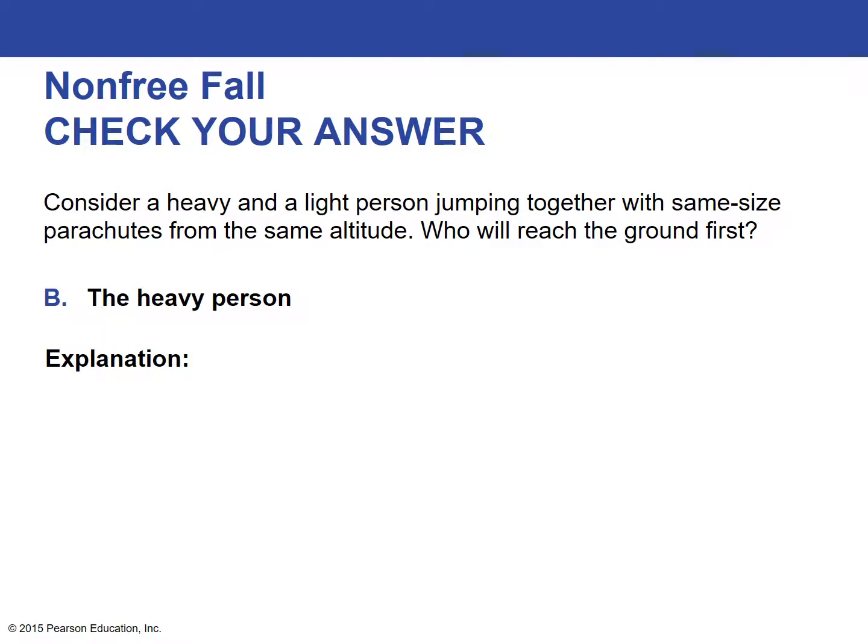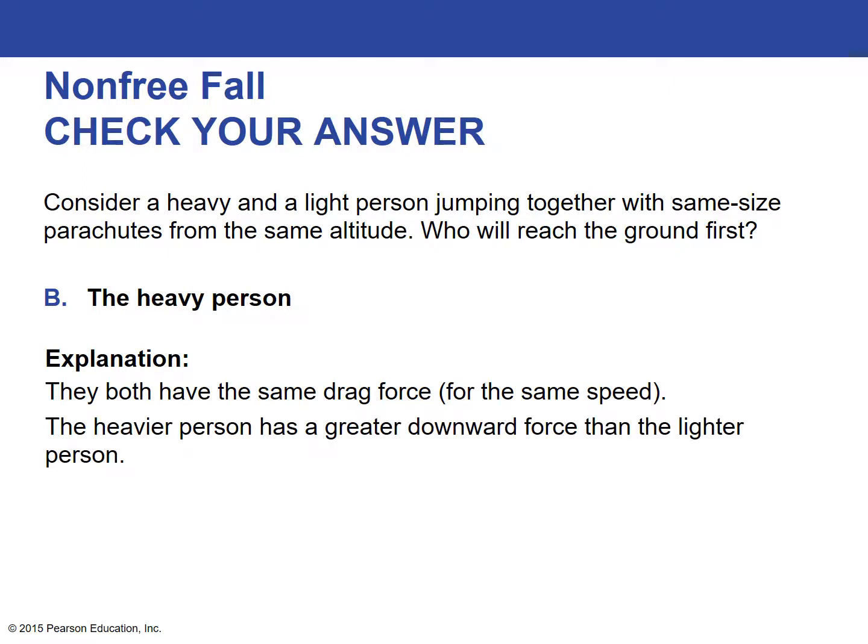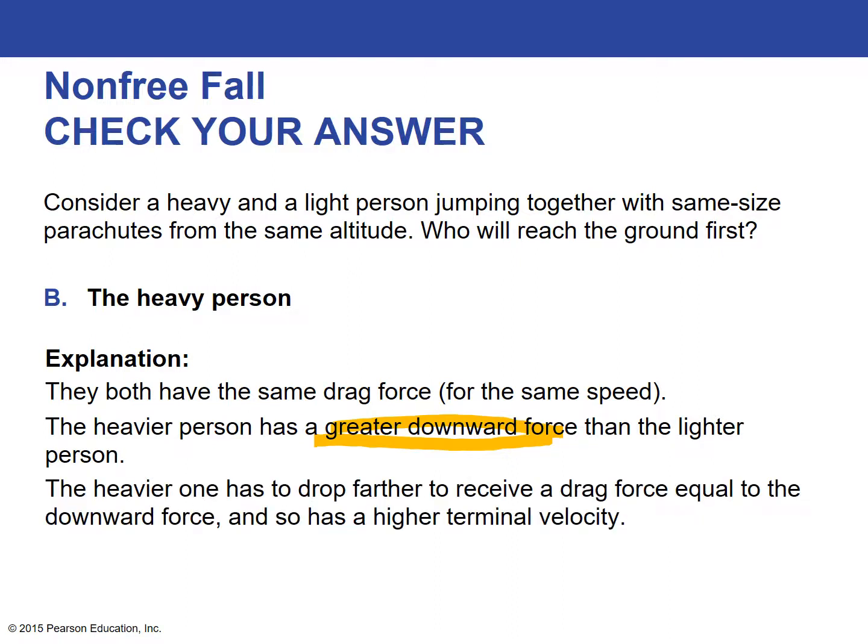In this case, the heavier person reaches the ground first. At a given speed, they both have the same drag force, but the heavier person is going to have a greater downward force. In other words, the heavier one is going to drop further before he or she reaches terminal velocity. The less massive person is going to reach terminal velocity first.